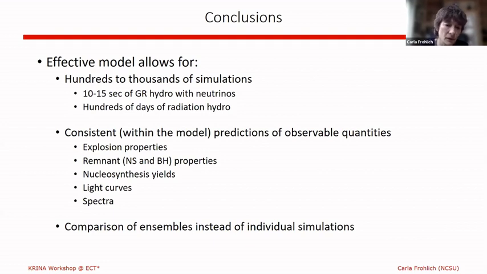And the observables that we have predicted so far are explosion properties, remnant properties, so that's neutron star and black hole masses, detailed nucleosynthesis yields, light curves, both broadband and bolometric, and spectra out to the nebular phase. And really the key thing here is that that allows comparisons of ensembles of simulations to ensembles of observations.